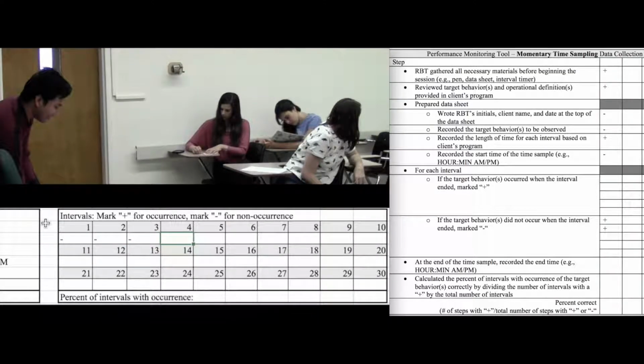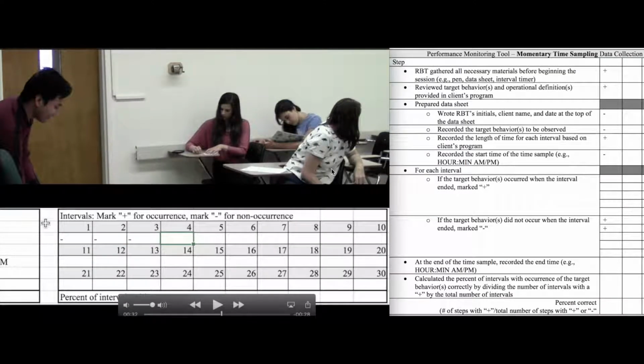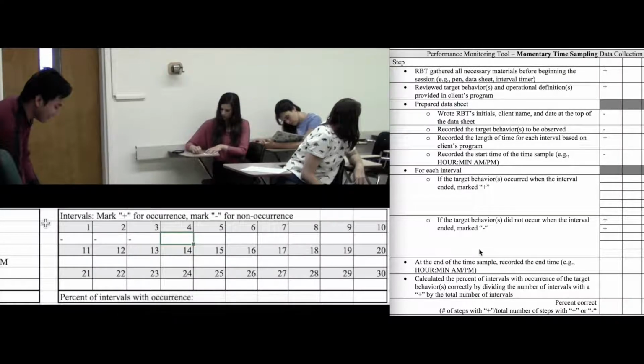Perfect. Once again, the client is not attending when the timer goes off, so she gets a minus. So we're going to go back to our PMT and give Lance another plus. He's doing great.